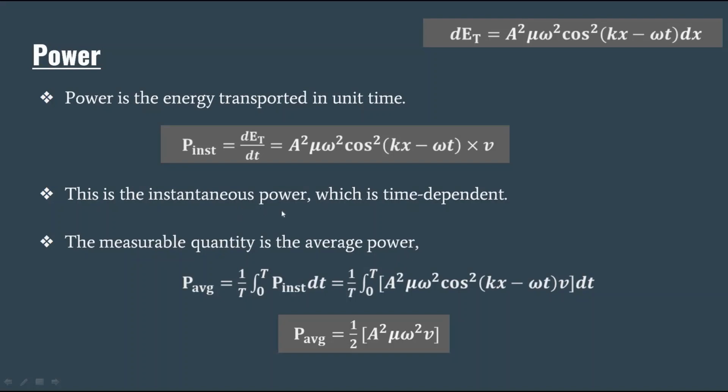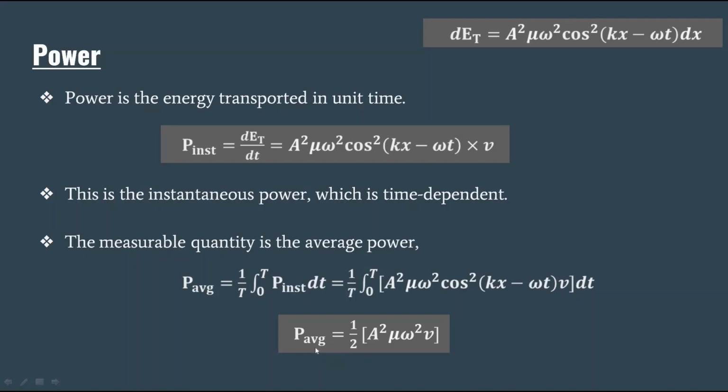This is not a measurable quantity. The measurable quantity is the average power. To get average power, we have to integrate over the time period of the wave, capital T. P average is equal to 1/T integral from 0 to T of a² mu omega² cos²(kx minus omega t) V dt. And we get P average is equal to 1/2 a² mu omega² V. This is the measurable average power.